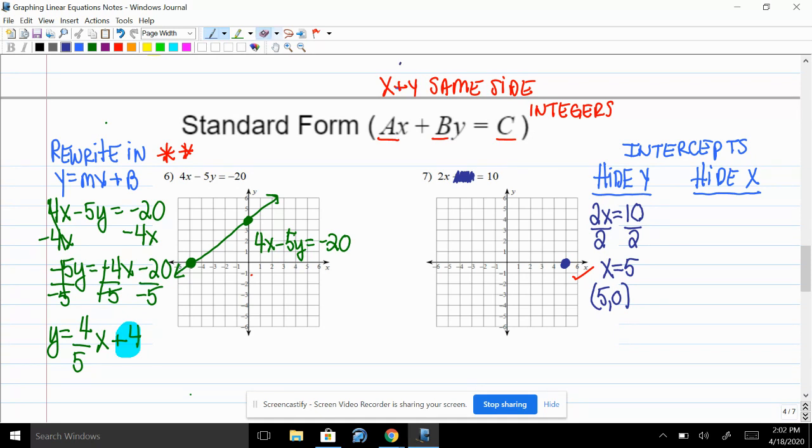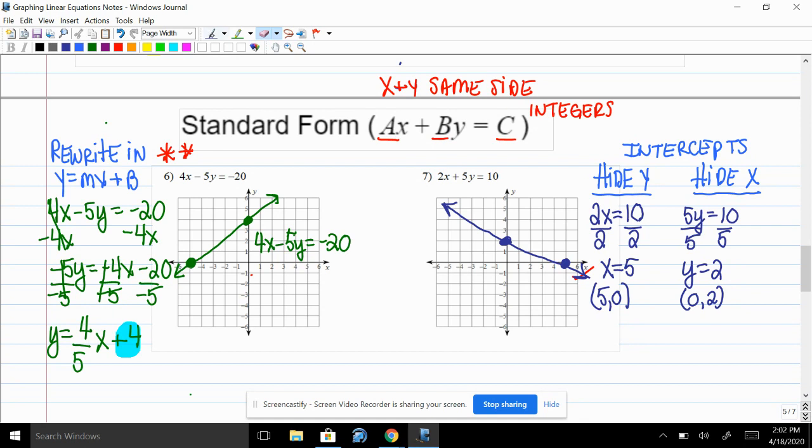When you hide the x, it's the same thing, just the other way around. Pretend the x isn't even there. So you have 5y is equal to 10. Divide both sides by 5. You would get y is equal to 2. That is your y-intercept, which would be 0, 2, which would be right there. All you need is 2 points. Got yourself a line. Draw a label on it.